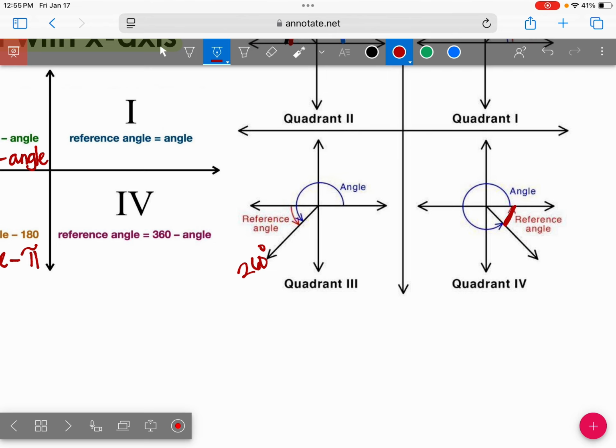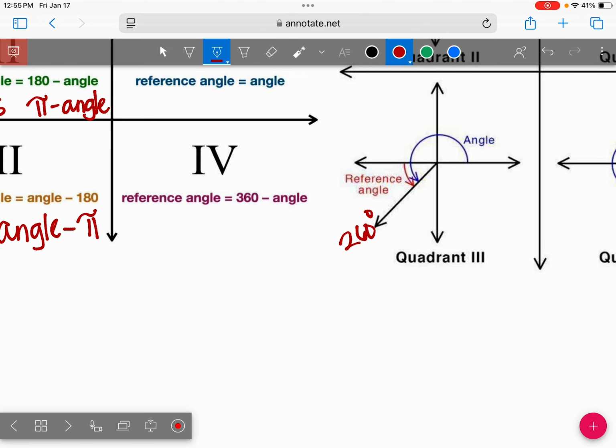And then lastly, in quadrant 4, to find your reference angle, that would just be this piece. So you would take 360 minus the angle, which in radians, what is 360 in radians? 2 pi. 2 pi minus the angle.